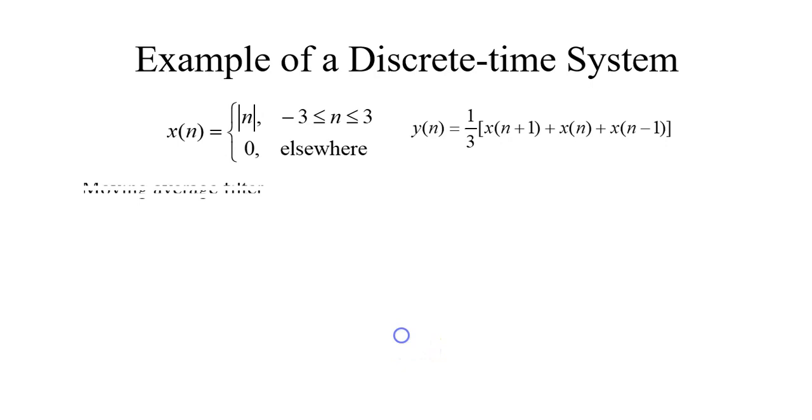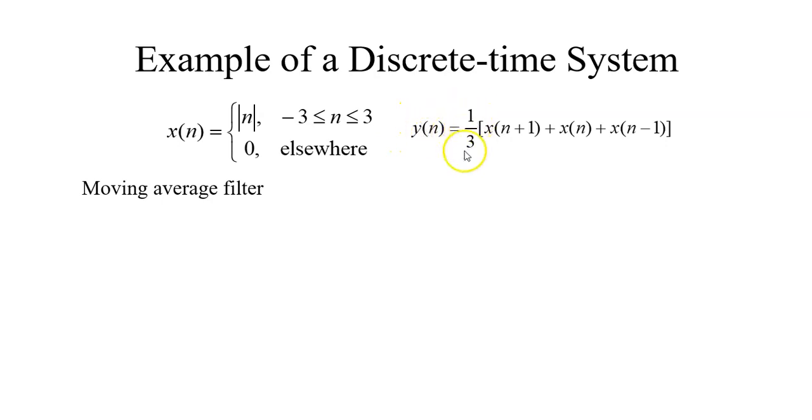As an example of a discrete time system, we have x of n equals the absolute value of n from -3 to 3, and 0 elsewhere. This is our input x of n signal, and this is our output. Really, this is the system that we have. The input, this is the output. What is the output here?